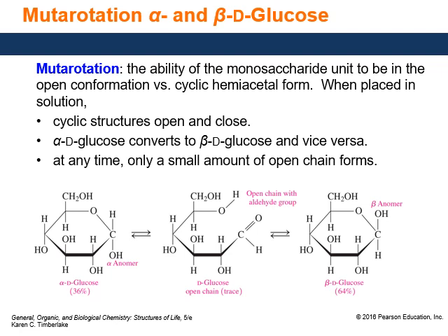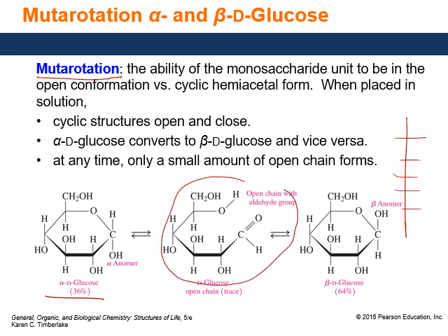Okay, and this ability of the molecule to sometimes form a ring structure like this, and sometimes turn into a Fischer projection, like an open chain, which is this. It's not drawn like a straight chain, but basically this is a straight chain. They are not reacting with each other. This process is called mutarotation. The ability of a monosaccharide unit to be in open or cyclic form.